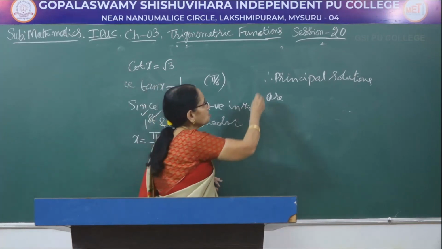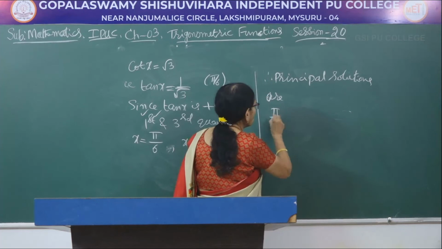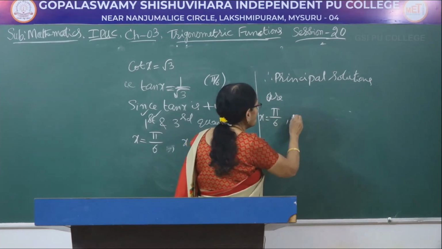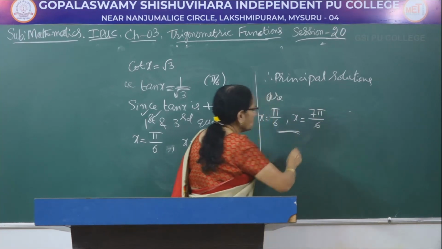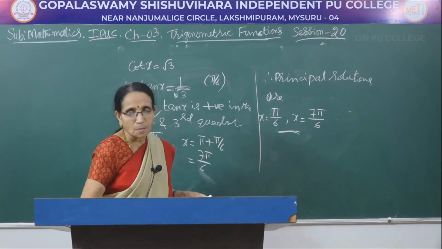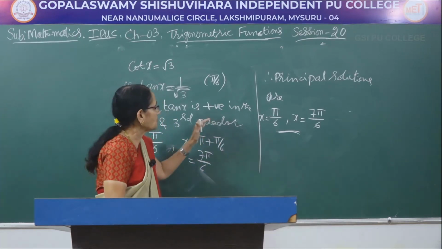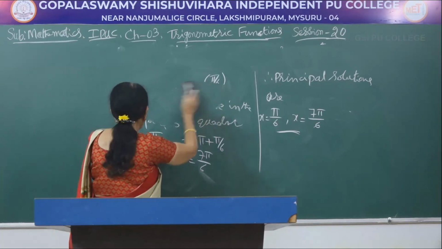Therefore, the principal solutions of this particular equation are, first one is x is equal to pi by 6 and x is equal to 7 pi by 6. So these are the solutions you have to obtain here. So give the reason for considering these values and you can find the value of that one.